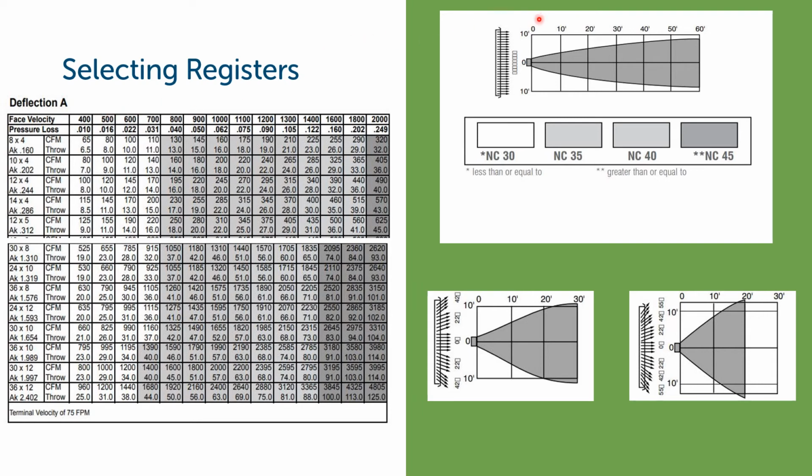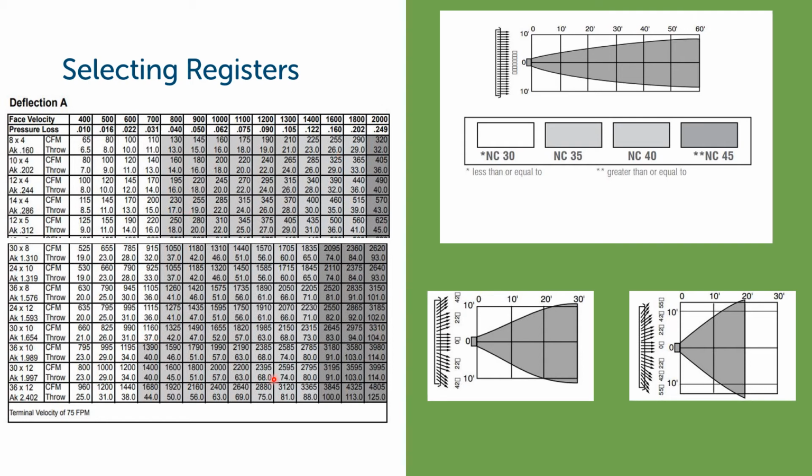And this is the profile here of a deflection A profile. It is this one where all the fins are pointing straight. And you can see this is not a very big spread, but a big throw. And this NC 30 noise coefficient, less than or equal to 30, is where we want to be. So on the chart, all the white stuff is the go zone, and all of the gray and dark stuff is where we're going to have more noise.